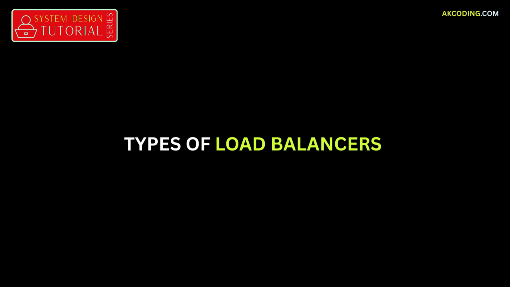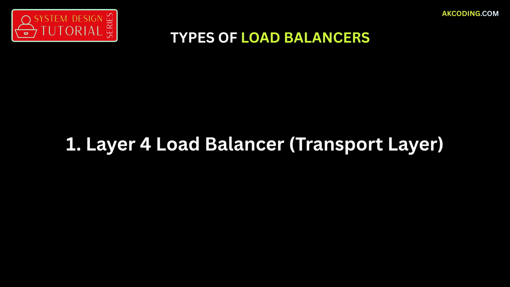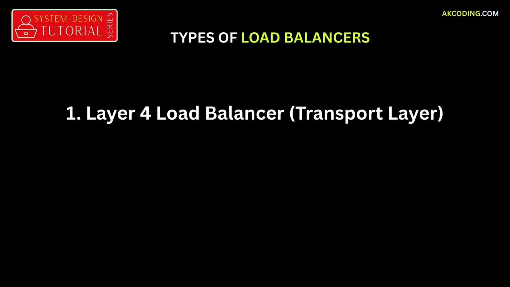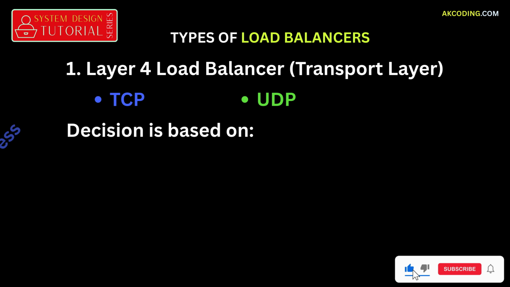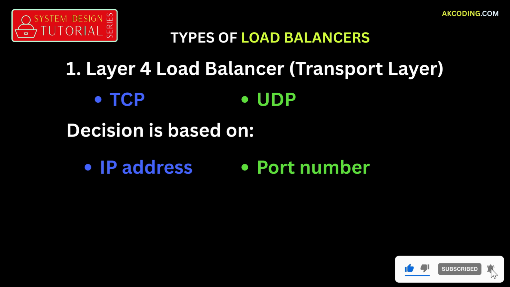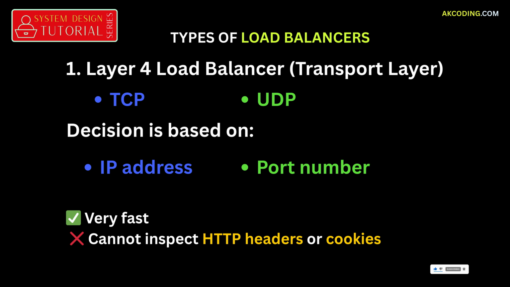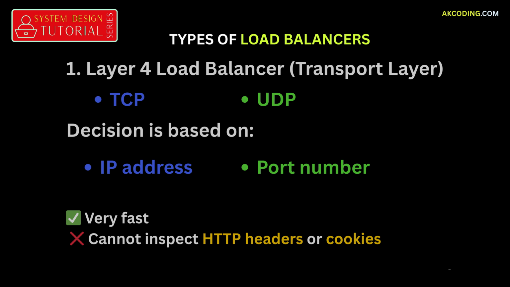Now let's see the types of load balancers. Number 1, layer 4 load balancer, that is transport layer. Works at TCP and UDP. Decision is based on IP addresses and port numbers. It is very fast but cannot inspect HTTP headers and cookies. For example, AWS network load balancer, HAProxy.